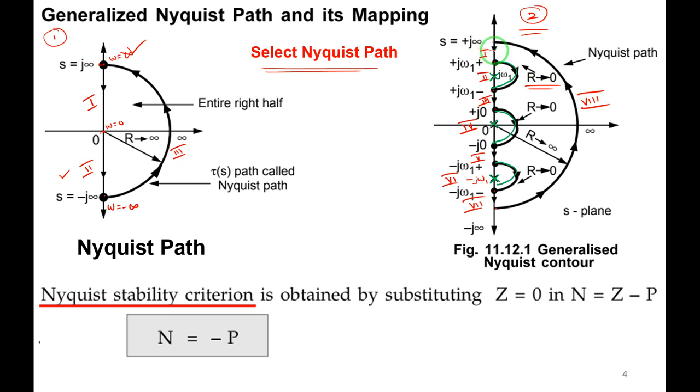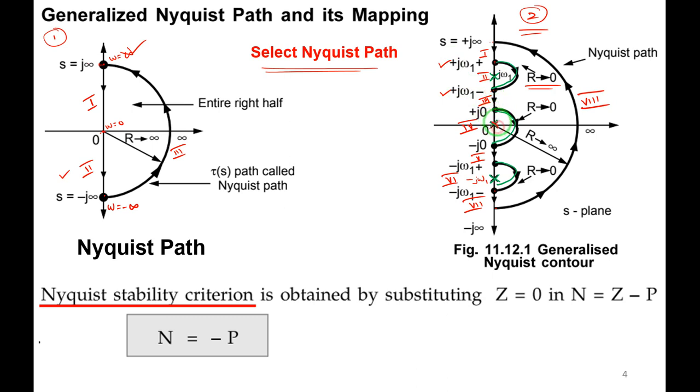So we have to draw the polar plot for each and every section. So here plus j infinity, here plus j omega 1 is there. Right, this is the pole. Just above this point, let me take this point as plus j omega 1 plus. Just to differentiate plus and minus, I will indicate it as plus because it is above, and plus j omega 1 minus because it is below this point. So just notation we are using: plus j omega 1 plus and plus j omega 1 minus.